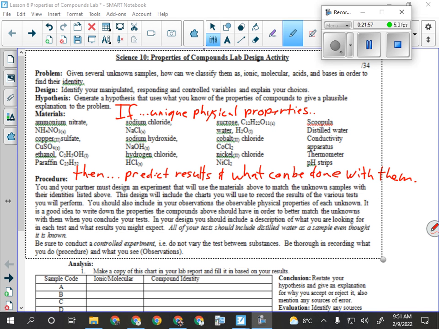What I want you to spend the remainder of today doing is this. In the materials are all of the possible identities of the unknowns. What would be a good idea for you to do today, and probably part of tomorrow, would be to brainstorm with your group what you think the physical properties of some of these materials are going to be. Is that material ionic or molecular? If it is, what is that going to mean for its conductivity? Is it going to have a certain color? What are some things that particular compound is going to show?